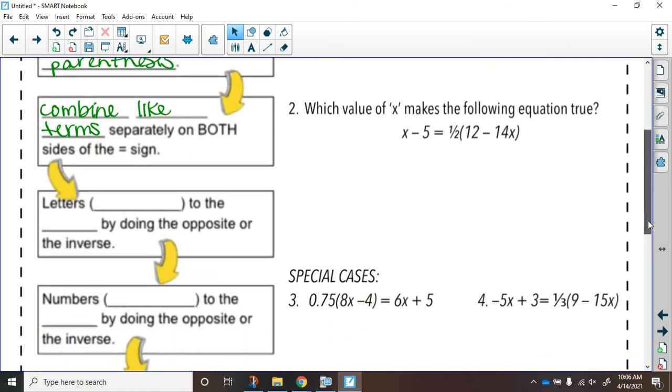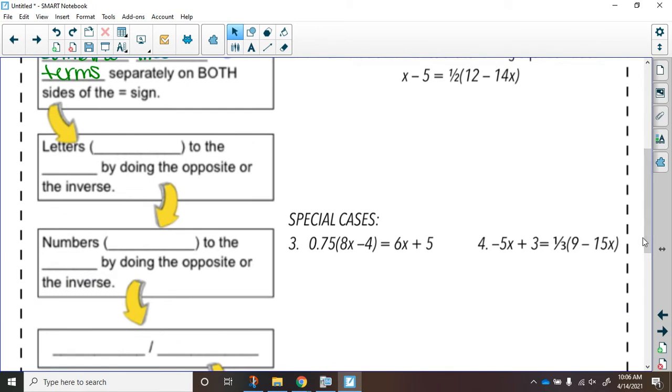The next thing that we're going to do is we want our letters, or variables, to move to the left by doing the opposite or the inverse operation. And then I want my numbers, or constants, to the right, again by doing the opposite or the inverse.